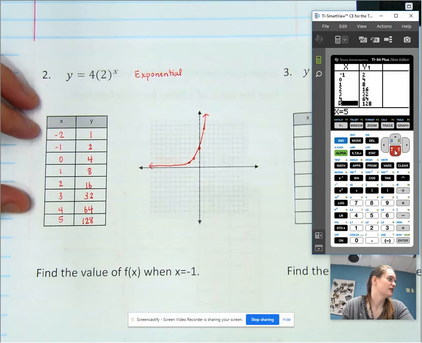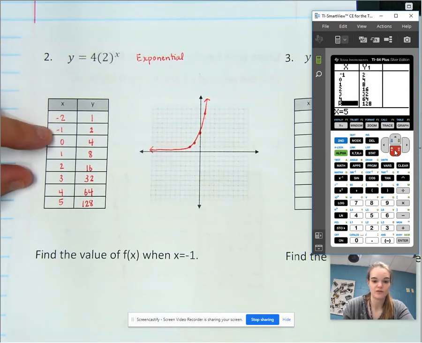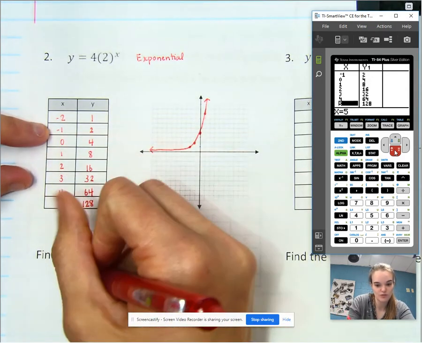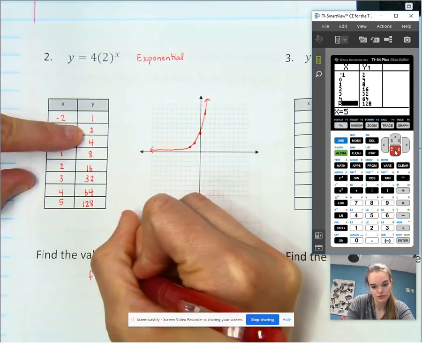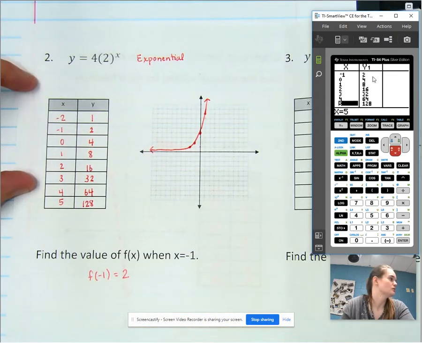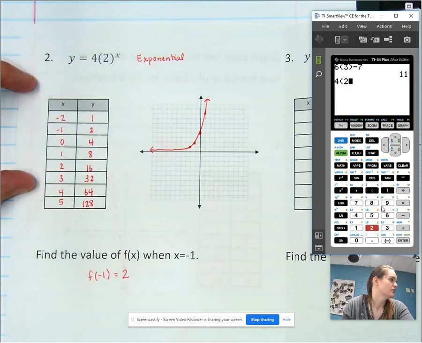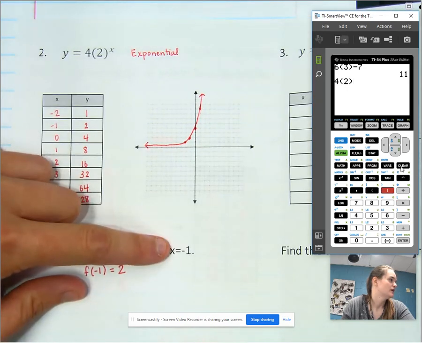All right, so let's find the value of f of x when x equals negative 1. Here is x equals negative 1. So f of negative 1 equals 2. Remember, if you don't know, you could have plugged it in. So second mode, we could have plugged it in. 4 parentheses 2. But now it's going to be raised to negative 1 instead of x.